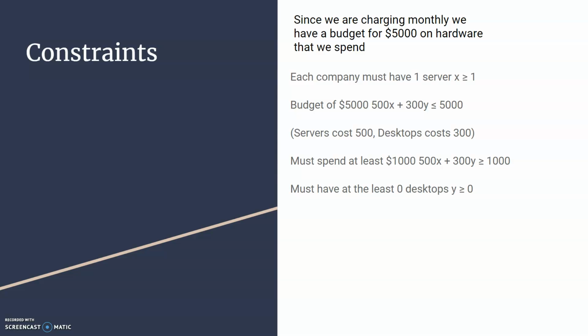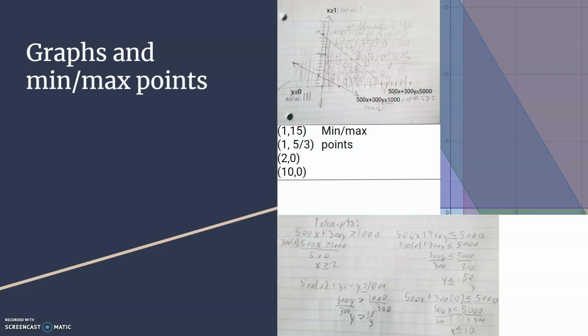And since you must spend at least $1,000, we represent this graph as 500x plus 300y is greater than or equal to 1,000. And we have to do this because you must have at the least 0 desktops, so this can be represented as y is greater than or equal to 0.